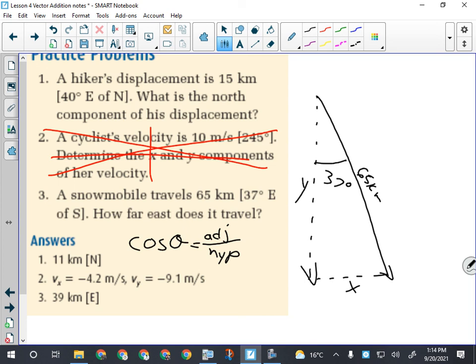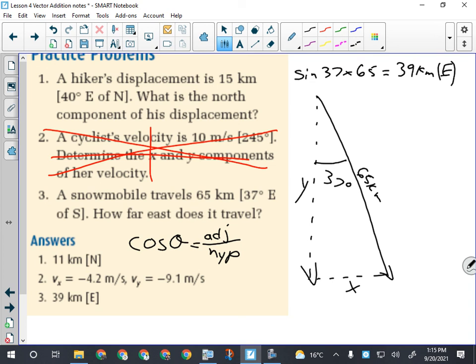Now they want to know how far east does it travel. Am I looking for y or x? X. X is the one that points east. Okay, so that's the one I want to find. And is it opposite or adjacent to the 37-degree angle? It's opposite, yeah. So I'm going to use which trig function? Sine. So I'm going to go sine of 37 degrees times the hypotenuse, 65 kilometers, and that's going to give me 39 kilometers east. Okay, everybody all right with finding the components?